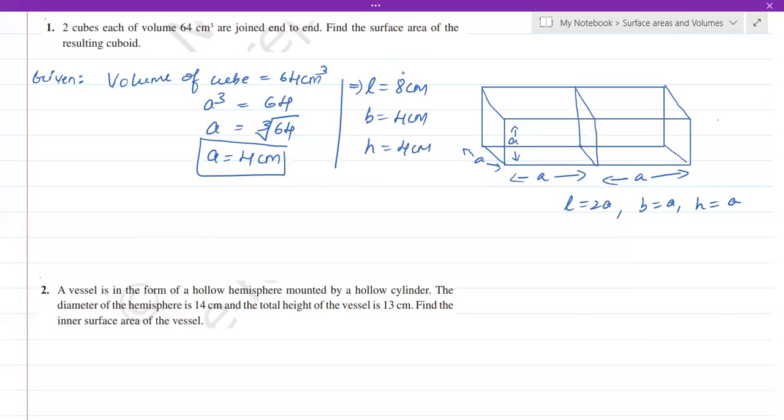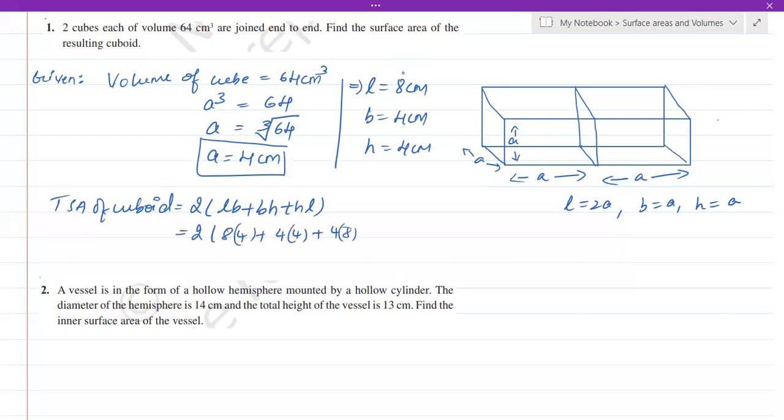And here we have to find the surface area. Obviously it will be total surface area because all the faces are closed. Okay, so TSA of cuboid is given by the formula 2 times (lb + bh + hl). Now let's substitute the values. 2 times l into b, that is 8 into 4, then 4 into 4, then 4 into 8, isn't it?